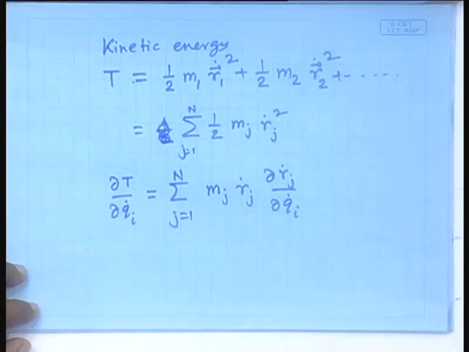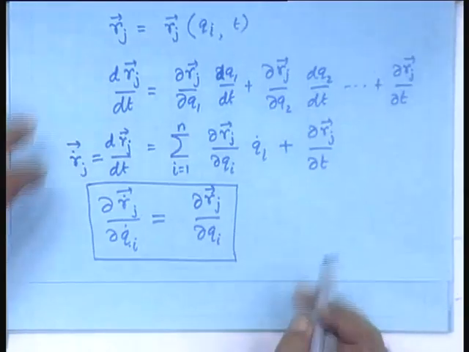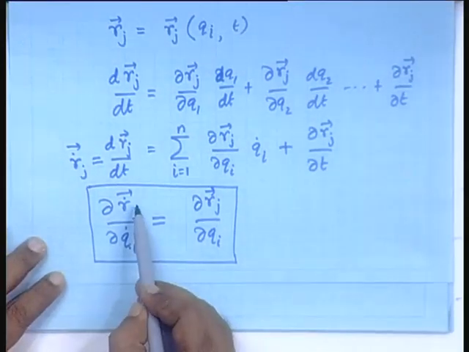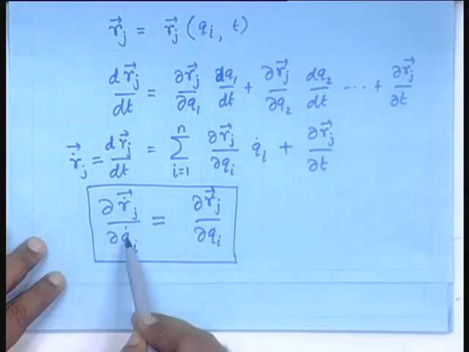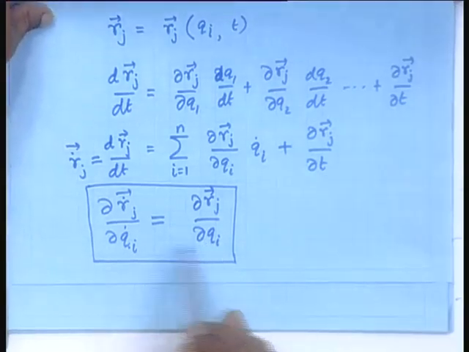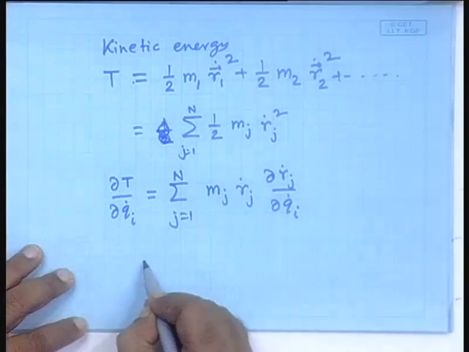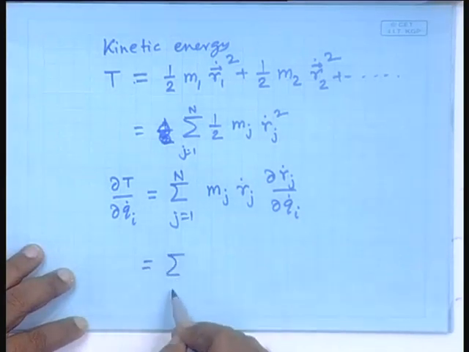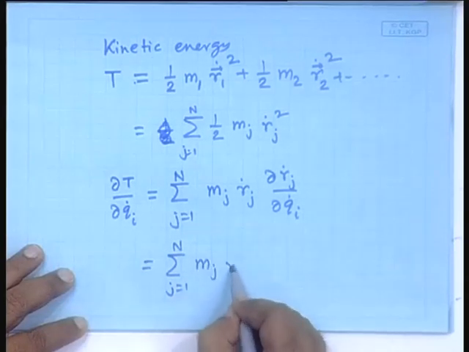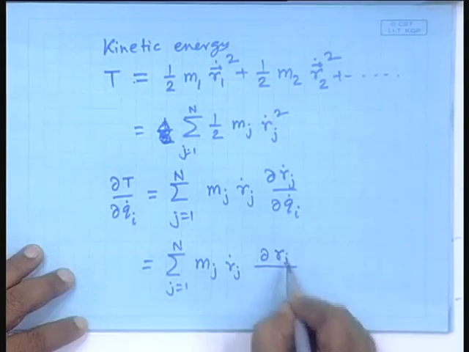Now, where did I keep the expressions? Here. See, we have already obtained that the derivative of the velocities would be equal to the derivative of the coordinates. We had already done this. We had kept it for future reference. That is where we will use it. This term is then equal to m_j r dot_j, but now we do not need to write the velocities, just the positions.